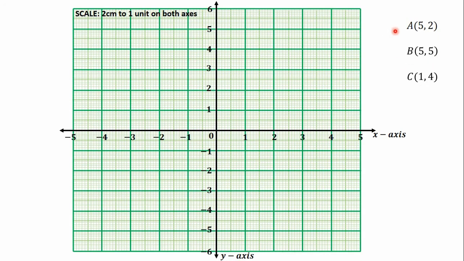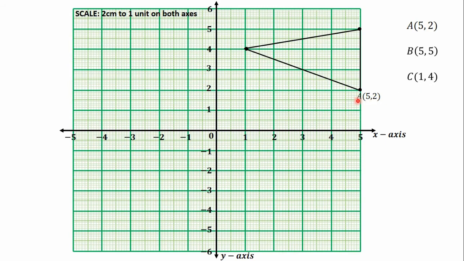These are the coordinates of A, B, and C. Point A has the coordinates 5, 2. So 5 on the x-axis and 2 on the y-axis. That will be here. Point B has the coordinates 5, 5. So 5 on the x-axis and 5 on the y-axis. That will be here. And point C has the coordinates 1, 4. So 1 on the x-axis and 4 on the y-axis. That will be here. After that, we will join them to form the triangle ABC.